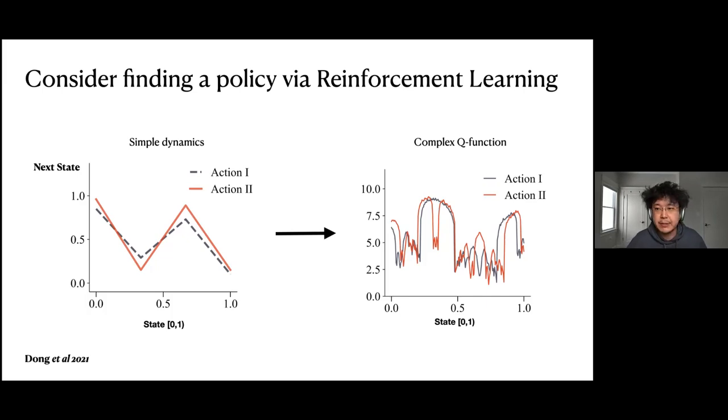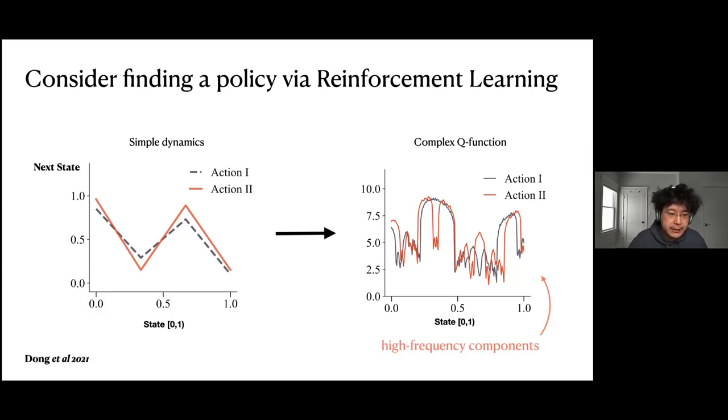This example is actually taken from the work of Dong et al. 2001, where they investigate the complexity of value learning in model-free reinforcement learning. Their claim is that because learning a value function is so difficult, you shouldn't learn a value function, but instead do model-based reinforcement learning or model-based planning, so that you don't have to approximate such a complex Q function.